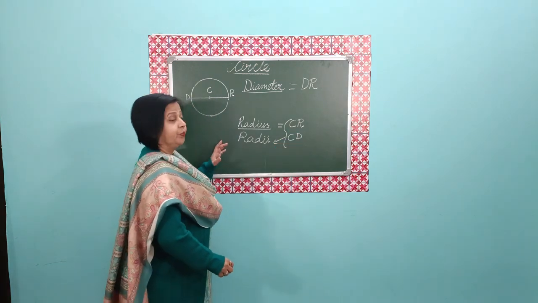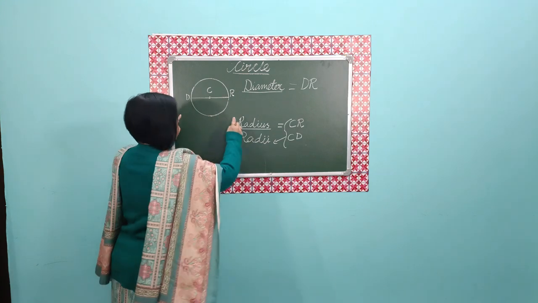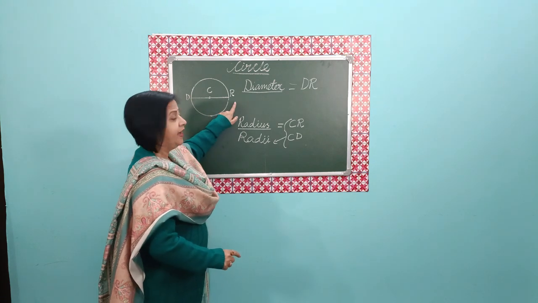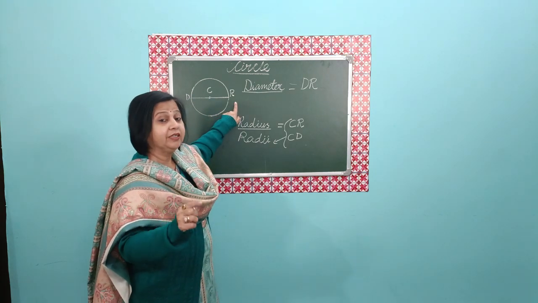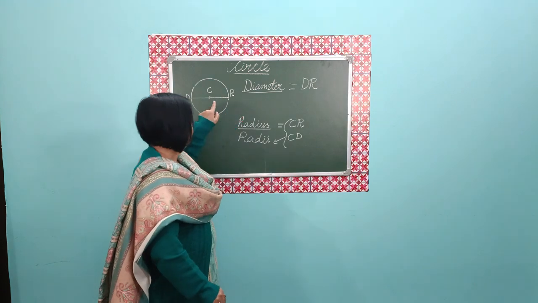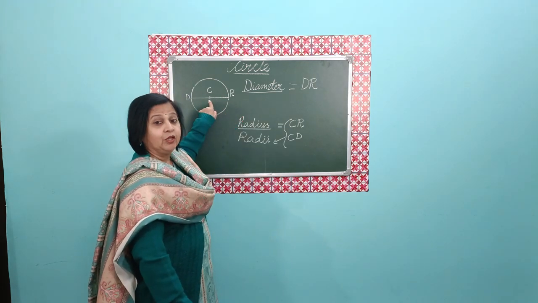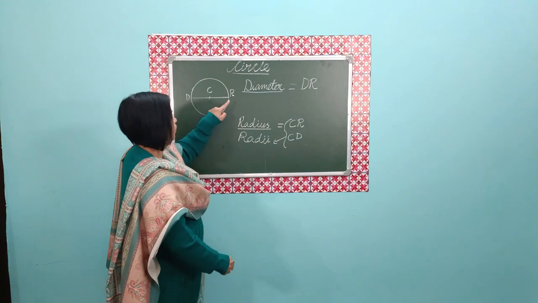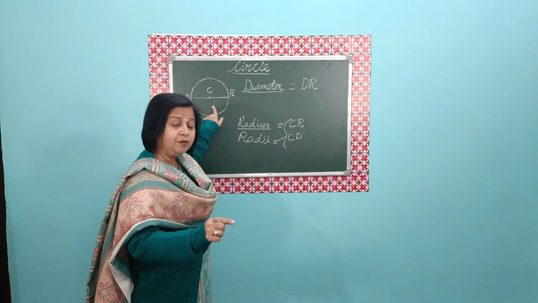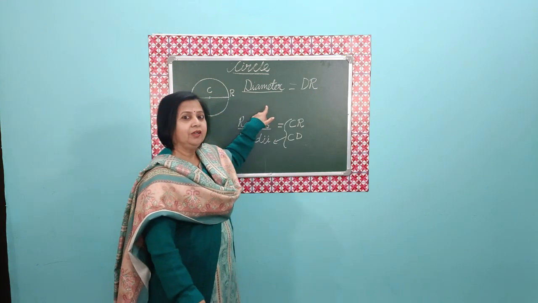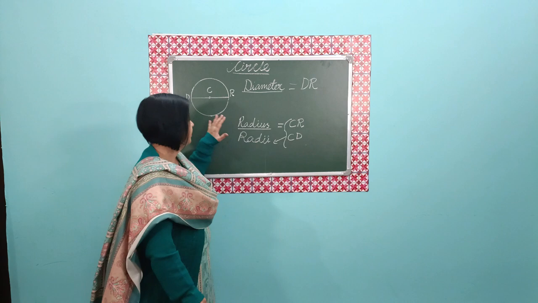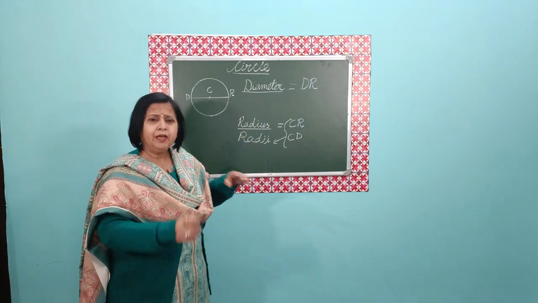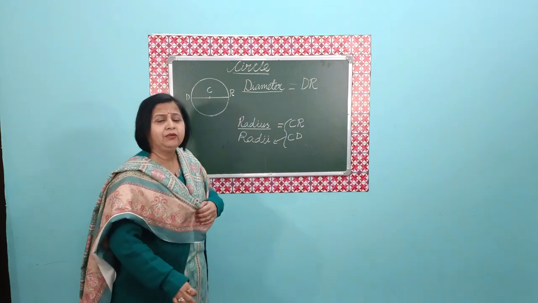Now, the line segment that joins any two points on the circle, these two points D and R, and most importantly, the line segment should pass through the center of the circle. So, I repeat, when a line segment joins any two points on the circle and passes through the center, we call it a diameter. Here you can see the diameter is DR. In the same way, we can have many diameters, many radii.